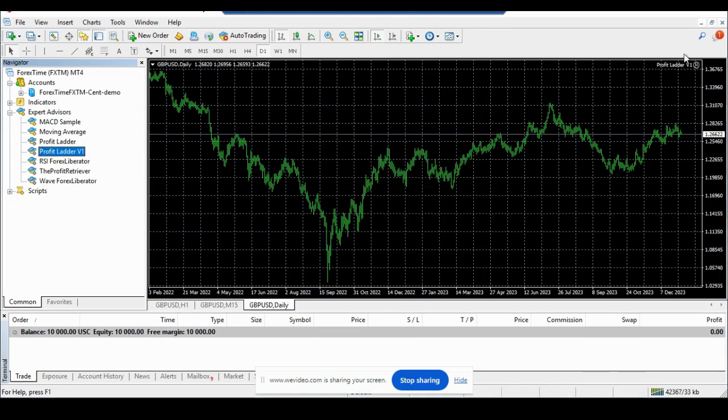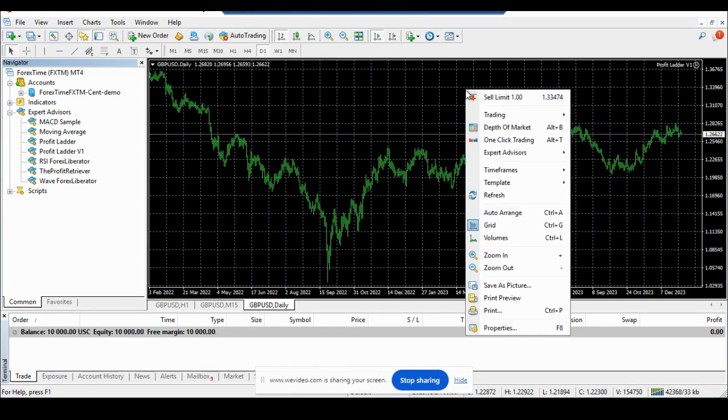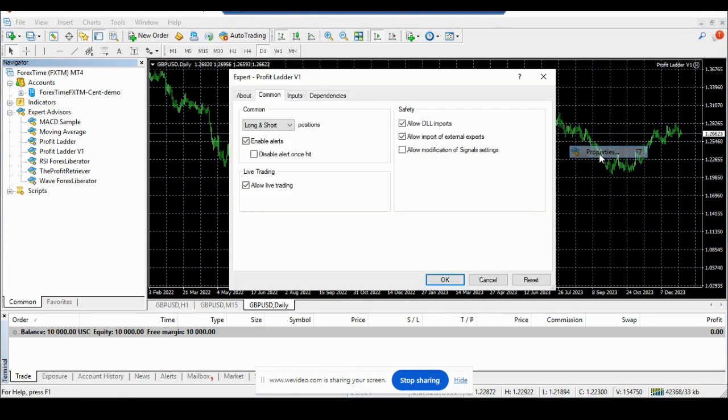Now you will see that the robot has a sad face, and you want that for now. You don't want to activate the auto trading yet. So now what you do is right click on your mouse, go to expert advisors and go to properties. Once you're in the properties tab, you'll see we are back where we were. Make sure you go to inputs.